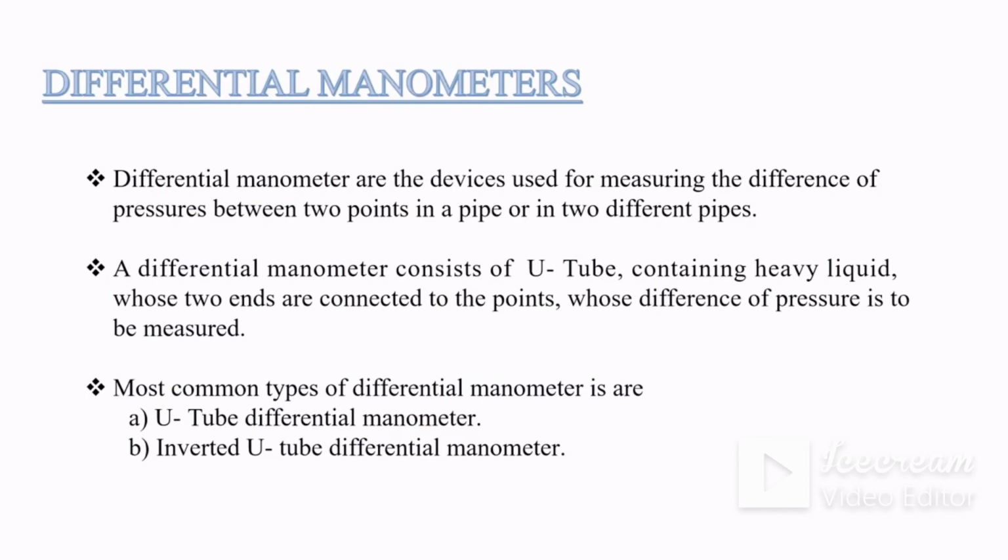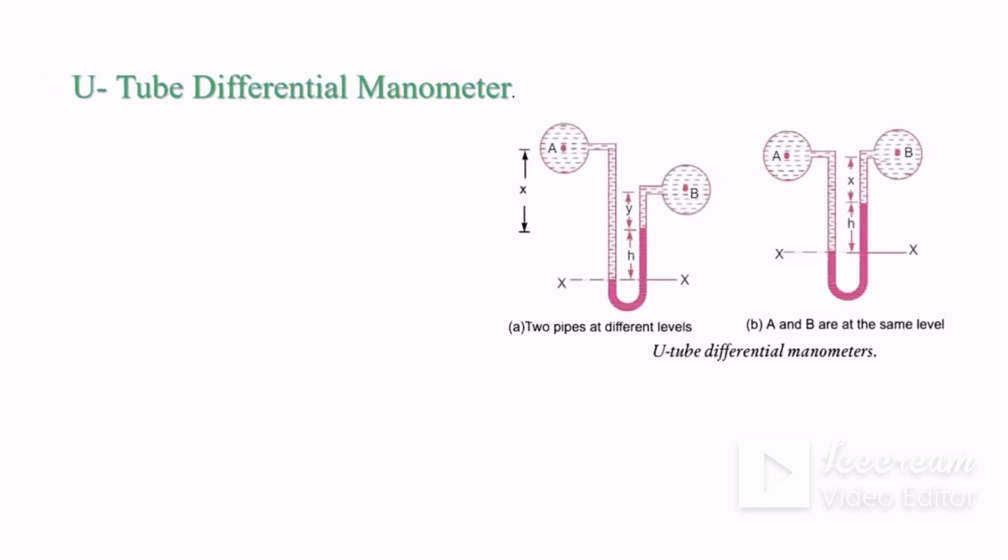Next one is inverted U-tube differential manometers. Next is U-tube differential manometers. See the image. This is the U-tube differential manometer. Whenever two pipes are at different levels, just connect here. So in your U-tube differential manometer, here at A it is connected, at B it is connected. When they are at the same level, it is connected at the same level.